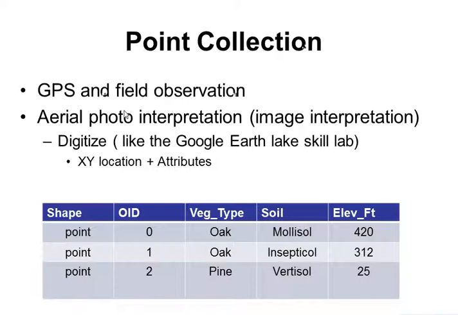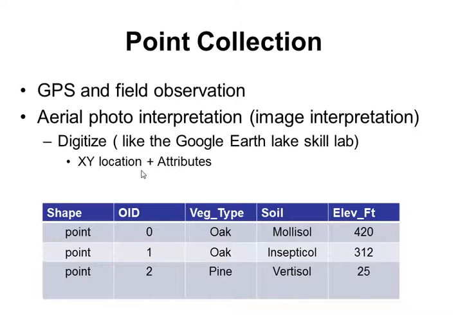When we collect points, we can collect them from field observation using GPS, and more and more using Digital Earth. Oh my gosh, if you have not downloaded Google Pro, it's pretty sweet. I was playing with it today. It's kind of going to put ArcGIS online, I think. I don't know. So here's what an attribute table might look like showing vegetation type as a point.